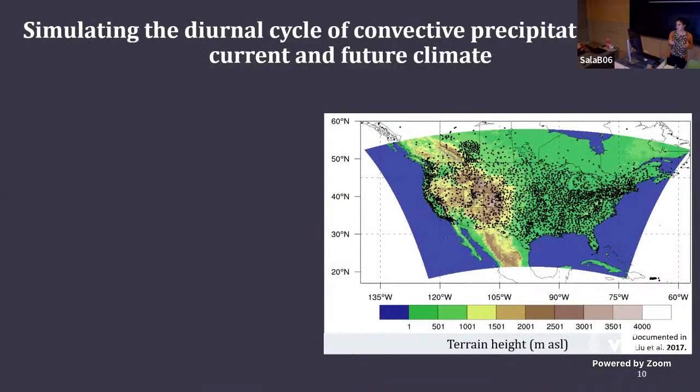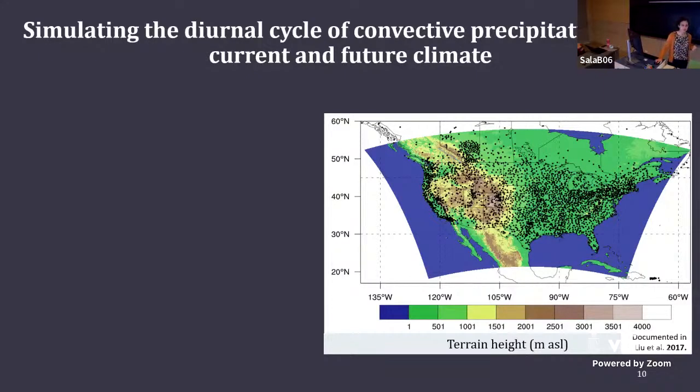This is the study domain. This is the model I was using, with all that topography, the region with the topographical surface there. And those black dots are all the weather stations that I used to validate this model.